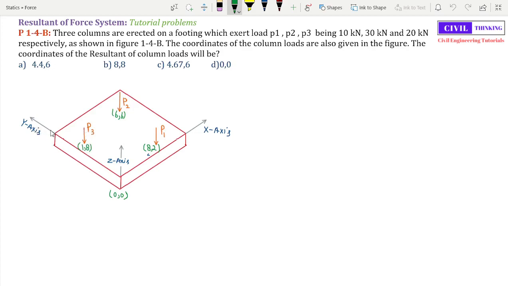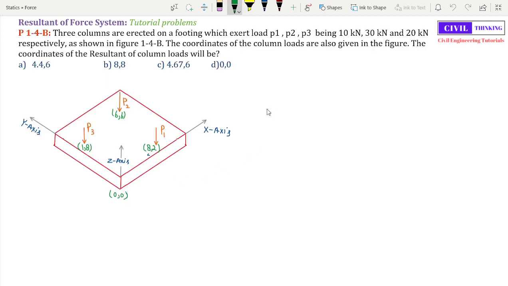Now this is the coordinate system. This point has the coordinate of 0, 0, that is, it is the origin of the coordinate system. This is the x-axis, this is the y-axis, right? Now we have to find the resultant of them and also the coordinates of the resultant, right? Now how we are going to find the coordinates? First of all, we need to find the value of resultant.